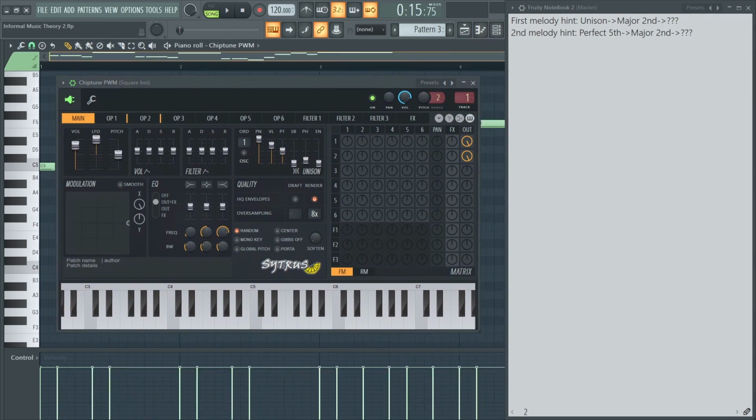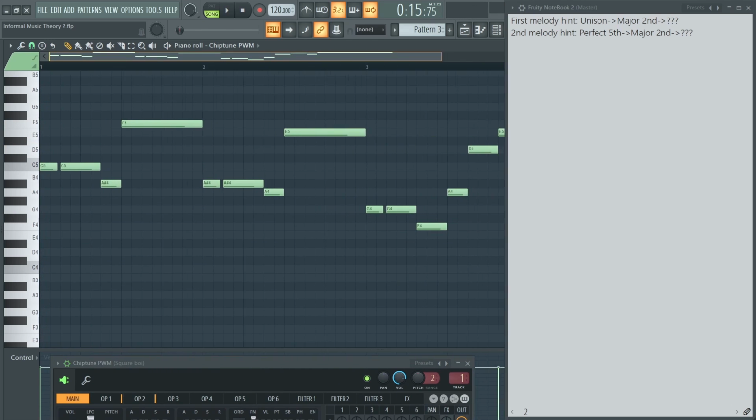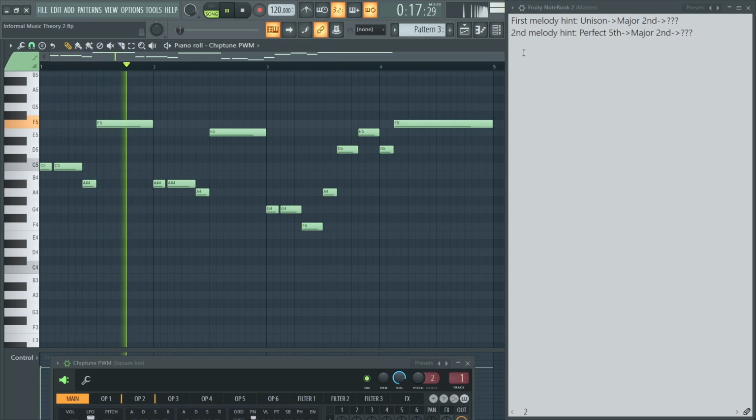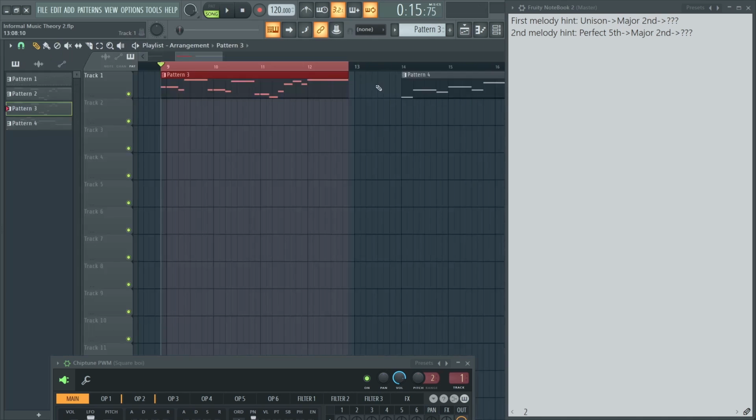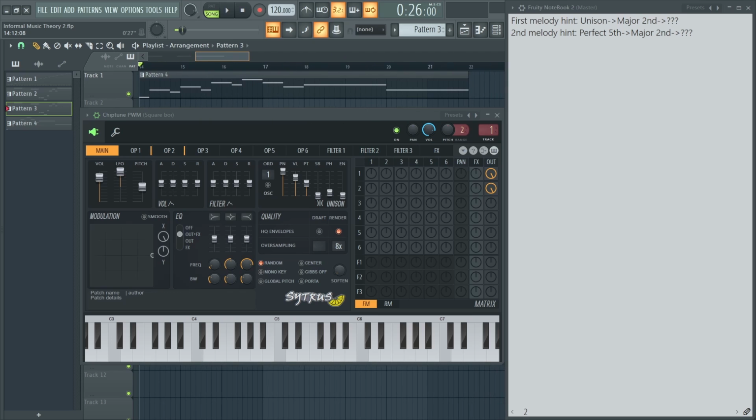So I'm going to play this melody with just the keyboard showing, and I'm going to play it with the piano roll showing as well. Alright, here we go. Alright, piano roll, if that helps you. Alright, take your time to figure that out, and if you get it right, the first person to get it right will have their comment pinned.